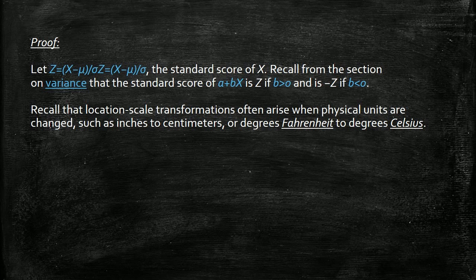Proof. Let Z = (X − μ)/σ, the standard score of X. Recall from the section on variance that the standard score of a + bX is Z if b > 0 and is −Z if b < 0. Recall that location-scale transformations often arise when physical units are changed, such as inches to centimeters, or degrees Fahrenheit to degrees Celsius.